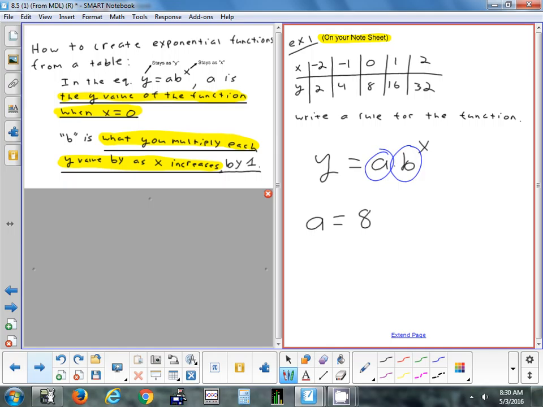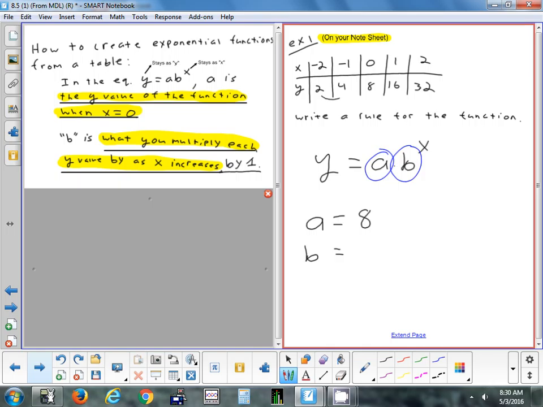Now it says b is what you multiply by each time to get to the next y value. So first, look at your x's. Are your x's increasing by 1? Yes. If they weren't, then you can't use this trick. But they are, and they always will be in this class. So your x's are increasing by 1.